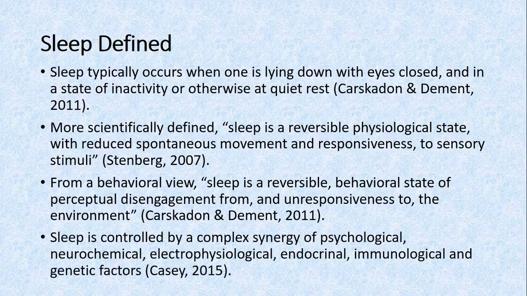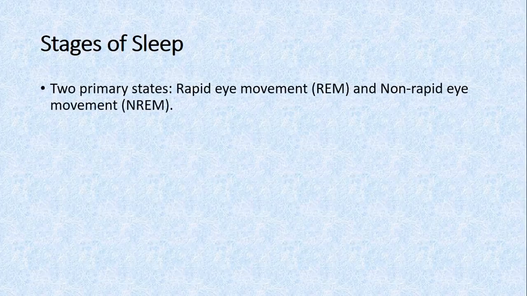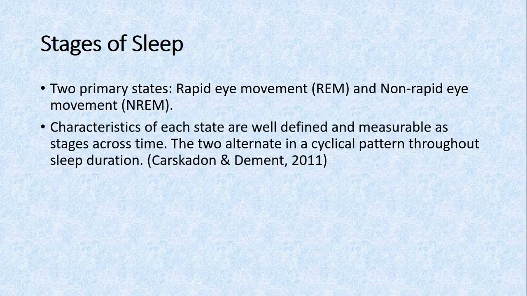While one may be externally observed as generally passive when sleeping, internally, sleep is controlled by a complex synergy of psychological, neurochemical, electrophysiological, endocrinal, immunological, and genetic factors. Sleep's elaborate processes can be described more broadly when viewing their unique characteristics, or the stages of sleep. Normal human sleep is comprised of two primary states, rapid eye movement, or REM sleep, and non-rapid eye movement, or non-REM sleep. The characteristics of each state are well defined and measurable as stages across time. The two alternate in a cyclical pattern throughout sleep duration.